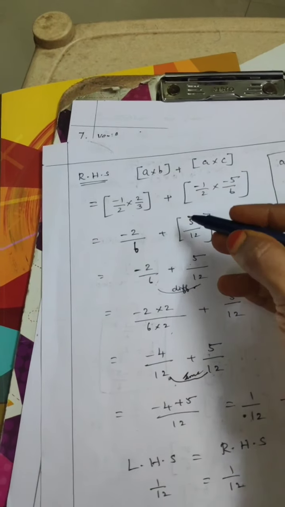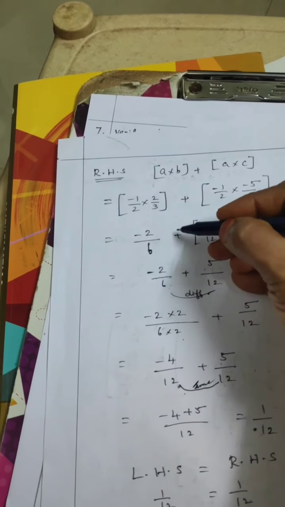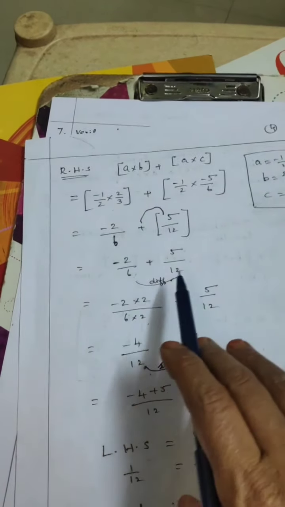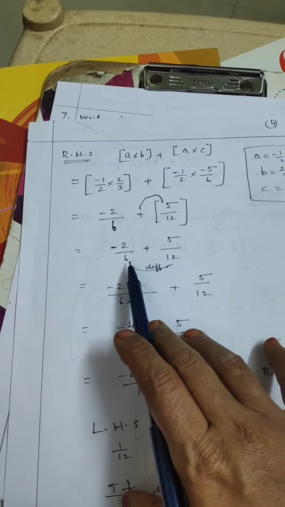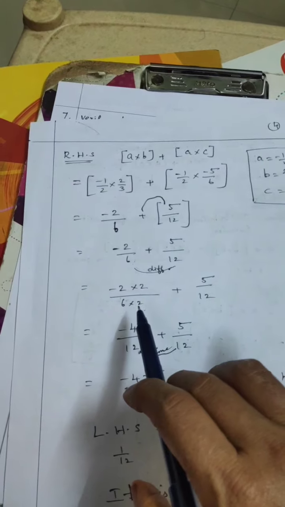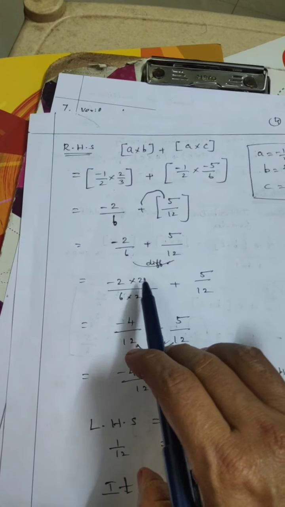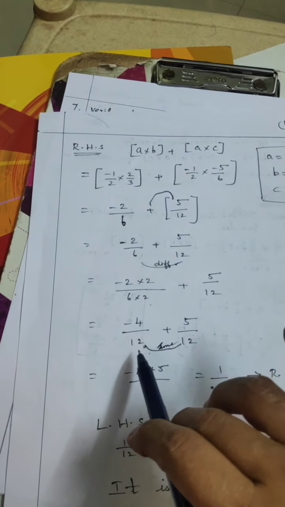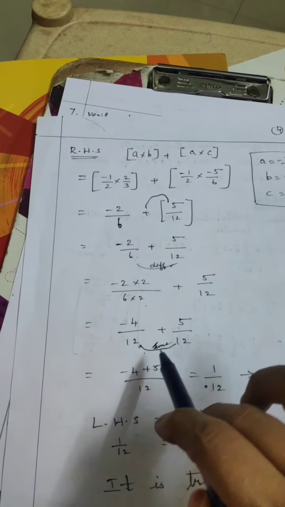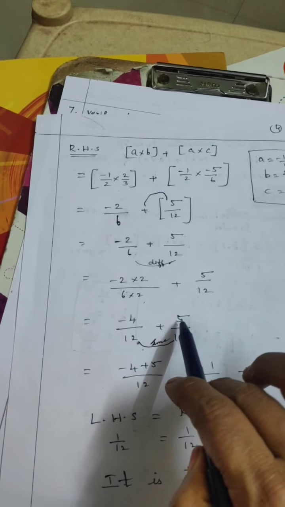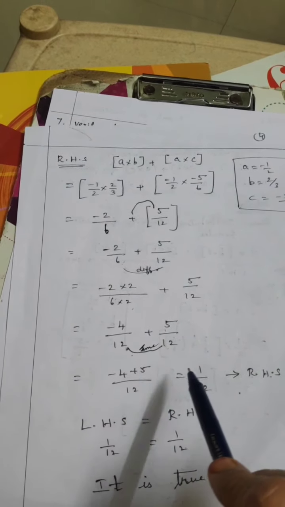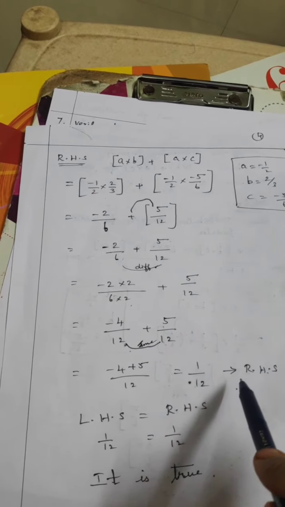Here the symbol is plus, and plus 5/12. The two numbers have different denominators, so take the table of 6 to come to 12. 6 twos are 12, so multiply the denominator by 2 and the numerator by 2: 2 twos are 4. Minus 4/12 plus 5/12. Now both have the same denominator. Minus 4 is the first number, second number is 5. 5 minus 4 is 1. The greater number's symbol is plus. So 1/12 is the RHS value.